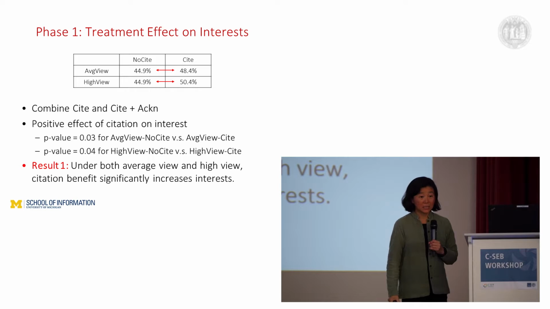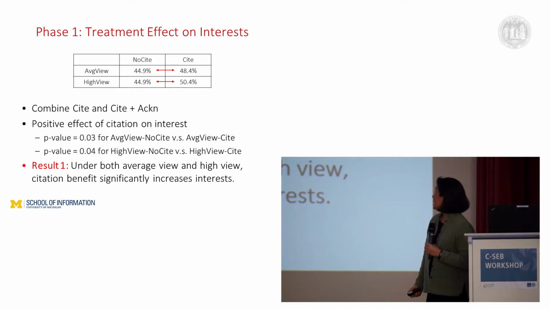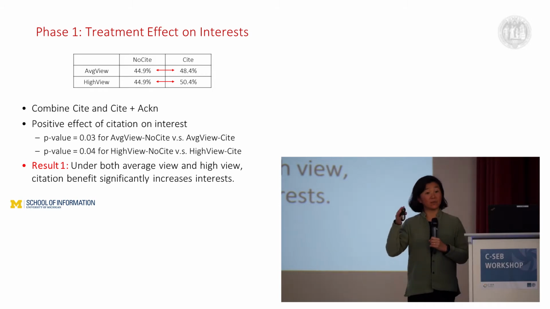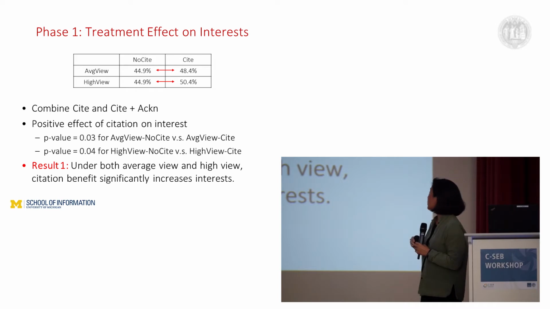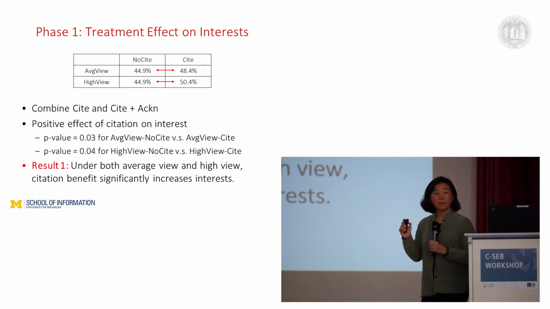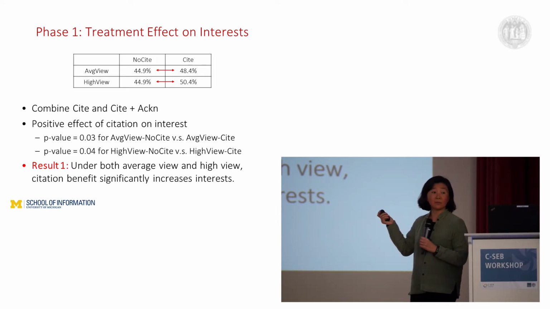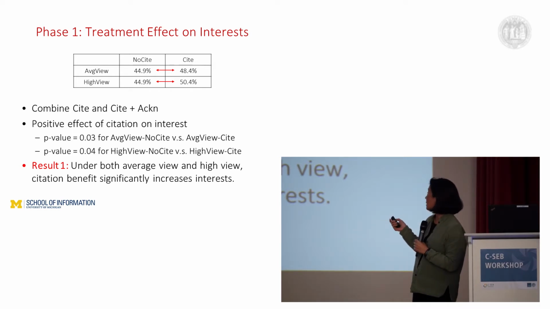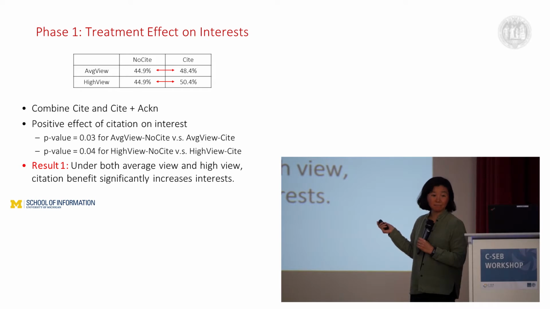Yes? What is the sample size? The sample size is 4,000 altogether, and 85% of them actually opened their email. So the sample size is about 700 to 800 in each cell. Any other questions? These are very conservative tests. These are non-parametric tests, Wilcoxon rank-sum.